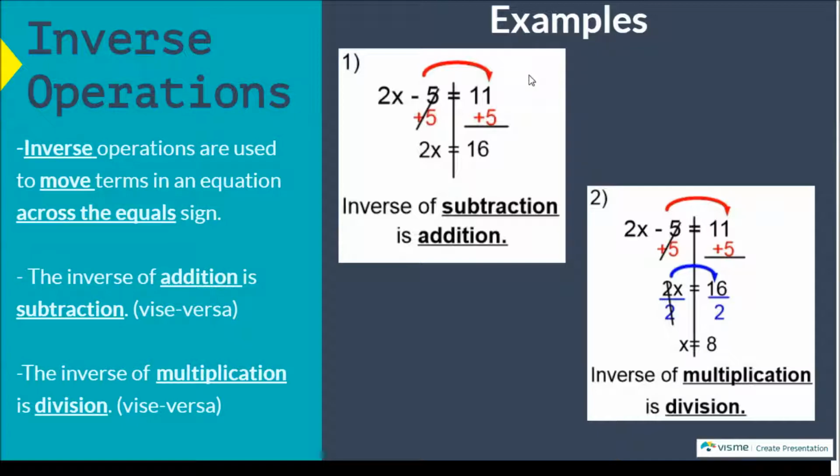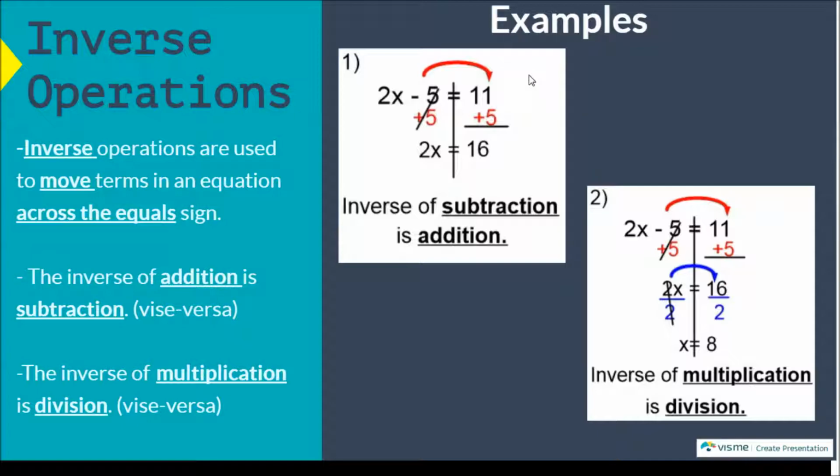Okay, let's go to the second bullet. The inverse of addition is subtraction, and it says vice versa because it goes either way. So the inverse of addition is subtraction, but we also know the inverse of subtraction is addition. They go back and forth. Okay, let's look at the last one. The inverse of multiplication is division, and again, that's vice versa. The inverse of multiplication is division, and the inverse of division is multiplication.